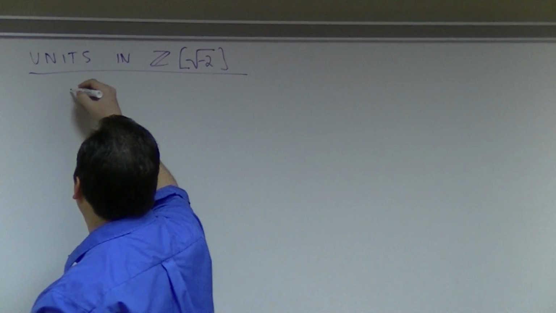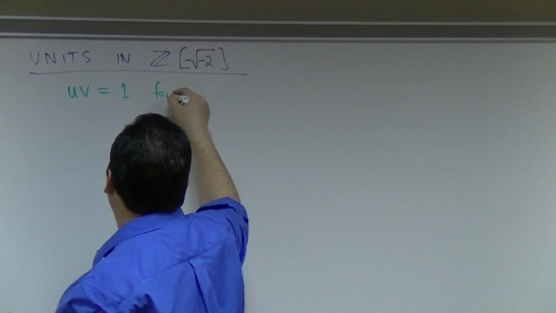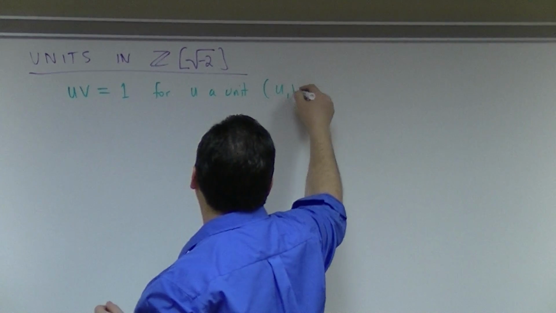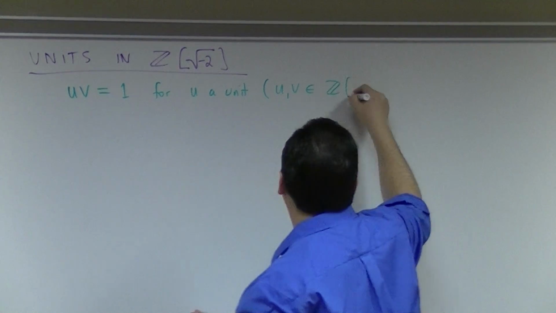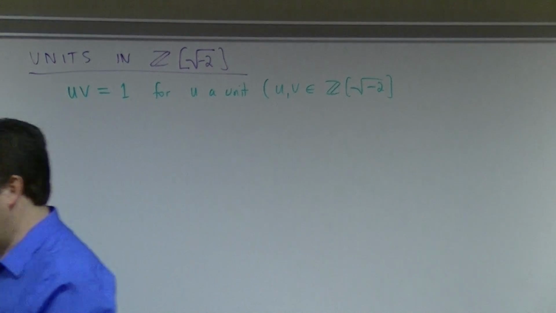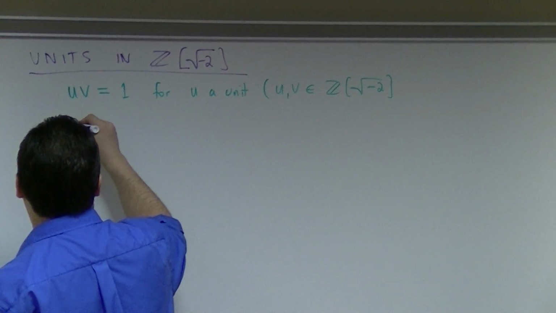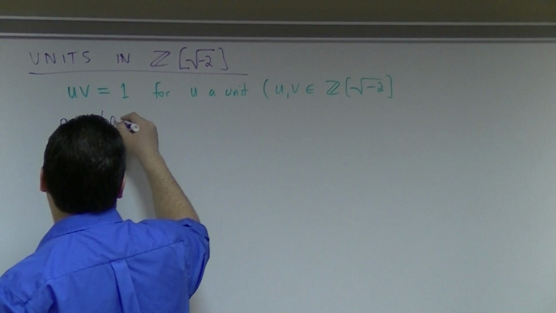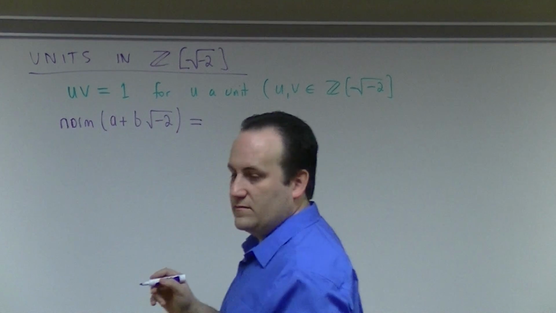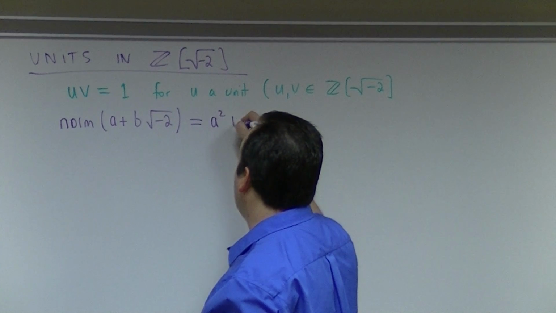So in other words, you have something like uv is equal to 1 for u a unit. And here, of course, u and v would be elements of this ring. But what's the definition of the norm here? The norm of a plus b square root of minus 2 is by definition a squared plus 2b squared.